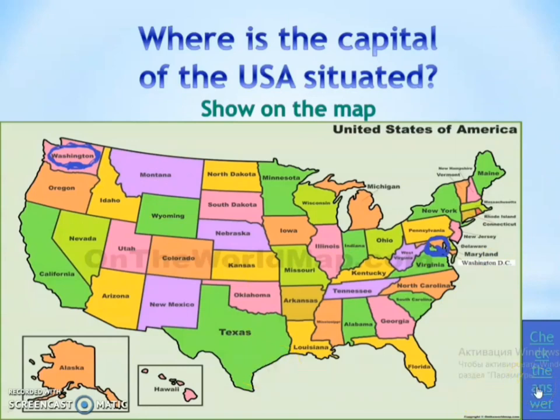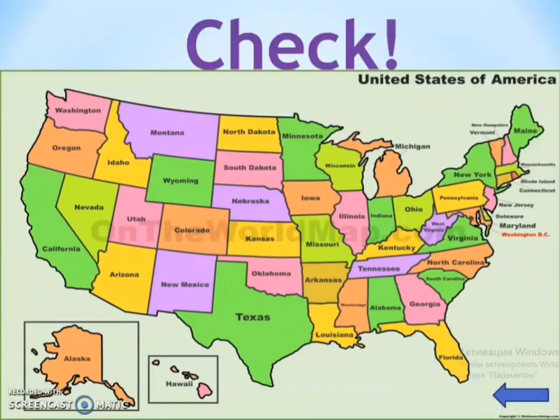Let's check. So here you see it's written with red color. Washington, D.C. is the capital of the United States of America. And here you see what? Here you see red sign. So it is the capital of the USA.